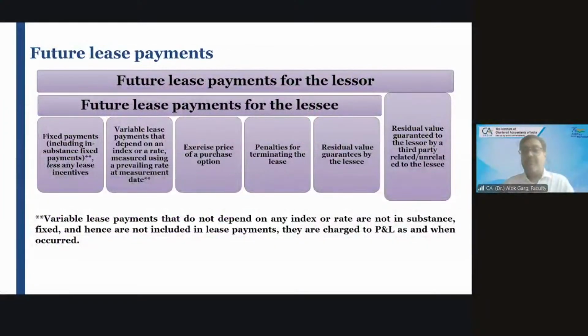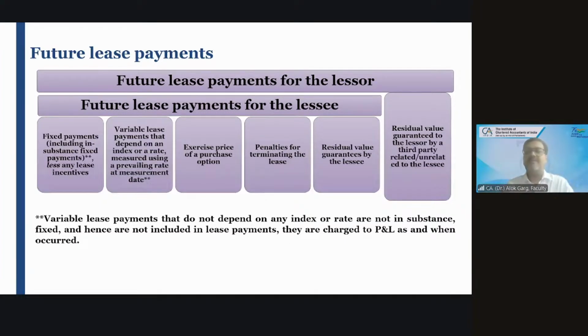Friends, now we came to future lease payments. So we completed 3 legs: right to control the use, meaning of identified asset, and lease term. Now the fourth one is consideration. What is a consideration? Consideration means lease payment.